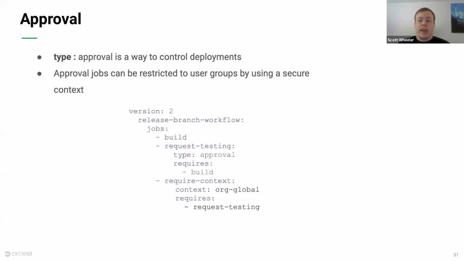Approval is something that goes hand in hand with continuous delivery. In some cases, you might have processes that require approval for a deployment. We can use the approval step to prevent unwanted deployments. It's possible to restrict who can approve a job using secure contexts. In the above example, we define a context in the require context job. When this context is scoped to specific users or groups, the job will fail if the approver doesn't exist in that group.